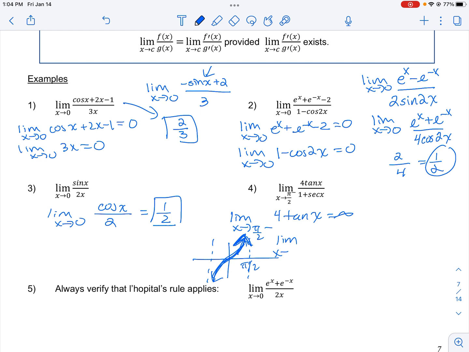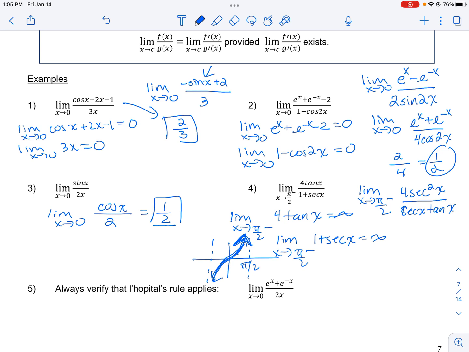And then if you take the limit of the bottom piece, the secant graph, you're also approaching infinity. So this one, you're going to end up with infinity over infinity if you do a direct substitution. So that is another indeterminate form. So we're going to do L'Hopital's rule, which says, let's take the derivative of the top. The derivative of tangent is secant squared. So I've got 4 secant squared. And then the derivative of the secant on the bottom is secant tangent. And before I go ahead and plug in the pi halves here and take the limit, I'm going to clean this up a little bit.